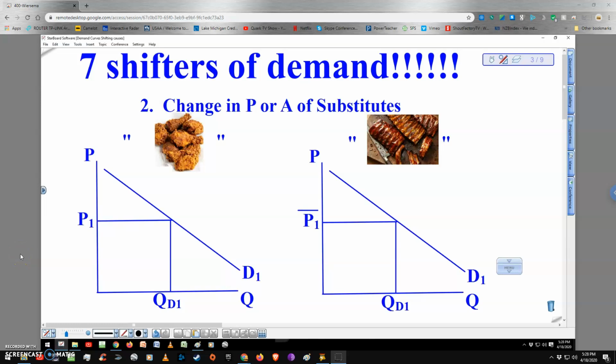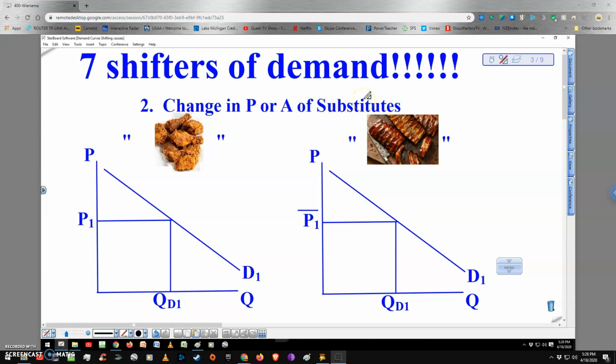Okay, talking shifters of demand. In part one, you saw 5 of those factors. Here we got 2 more to make a total of 7. Back on page 43 of your textbook, you'll notice a change in the price or availability of substitutes.